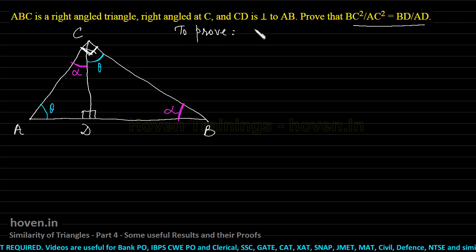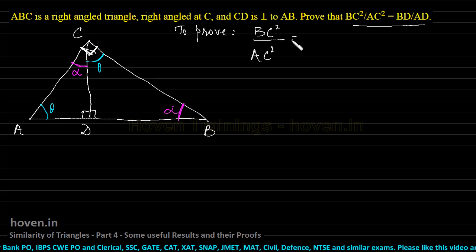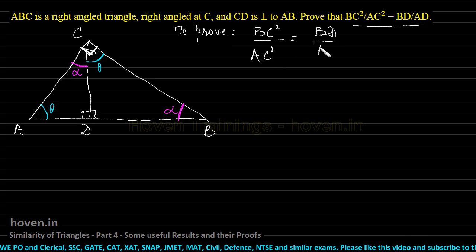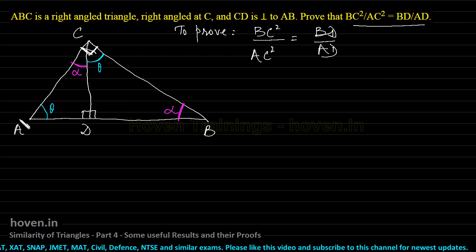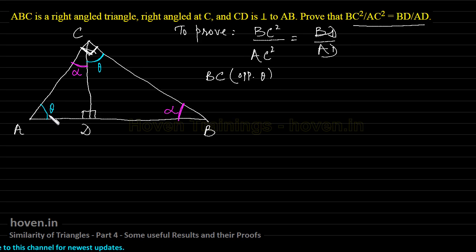So we have to prove BC square by AC square equal to BD by AD. Let us take the outer triangle first. In this I will write BC, this side, and here I am writing it opposite to theta. This BC is for the outer triangle and opposite to angle theta of the outer triangle. The ratio of this side, I have taken this outer triangle and I will compare this triangle with this one.